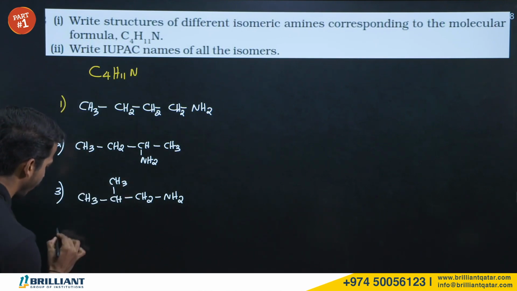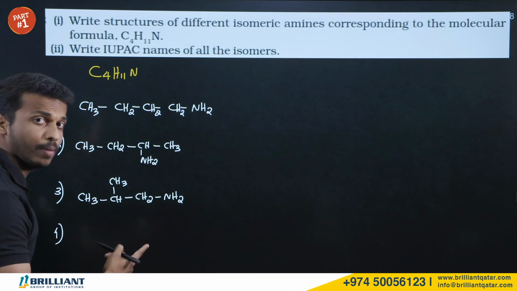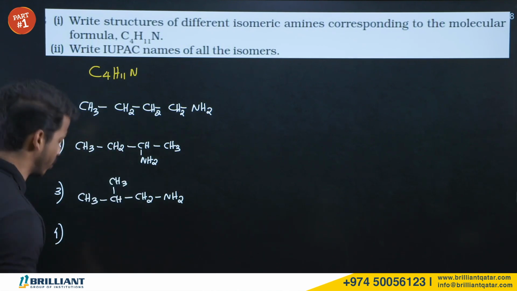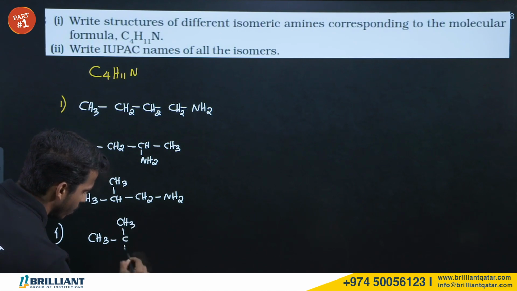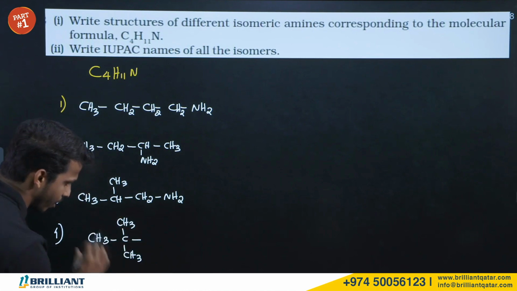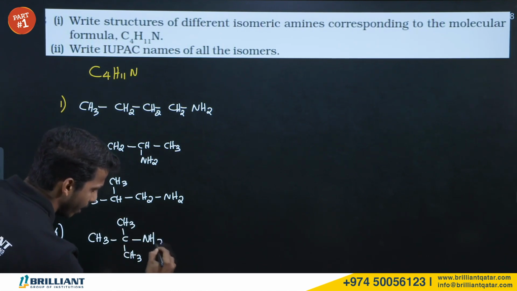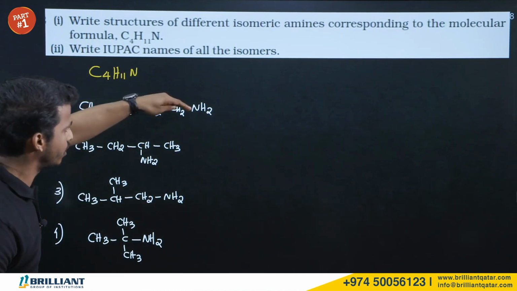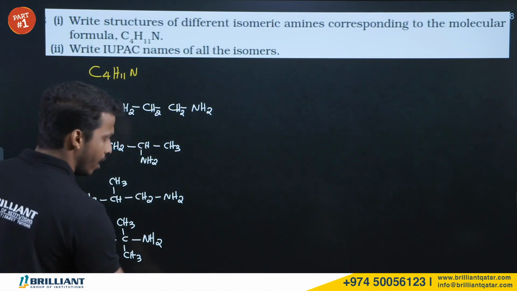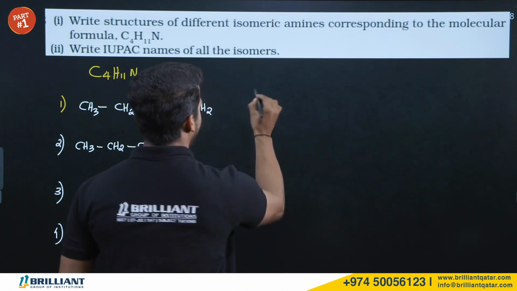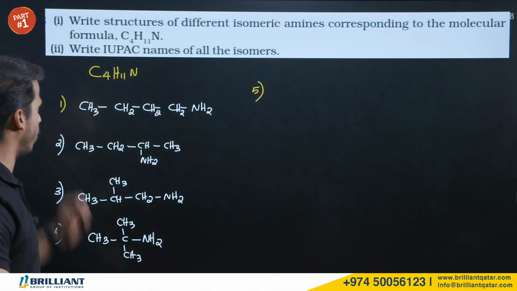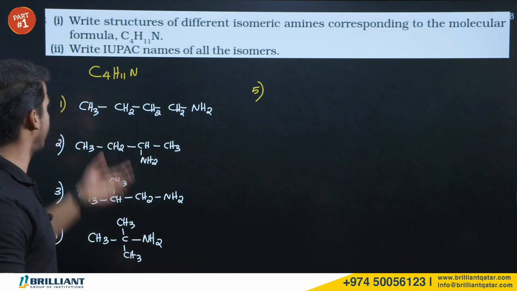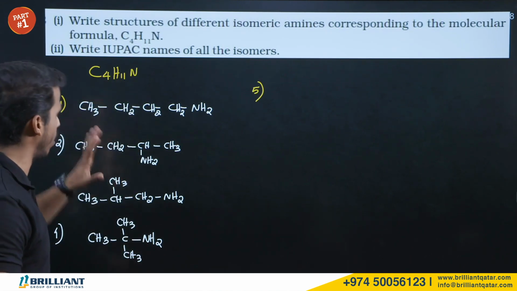And the fourth compound, is any other primary amine possible? Yes, one more is possible. How to draw that? CH3. This is a tertiary group with an amine, right? These are all primary amines because they contain NH2 groups. Alright. Now we can check whether secondary amines are possible or not, secondary amines with the same formula. You can check whether the formula is correct or not. C4H11N. Yes, all are.